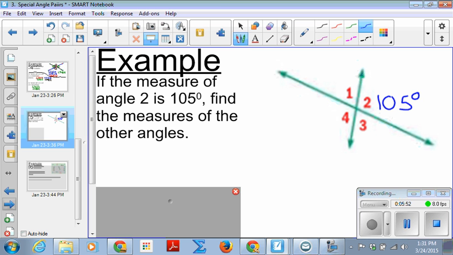Now, we should know that angle 2 and angle 4 are vertical. They are right across from each other. And from definition, vertical angles are congruent. So angle 4 is 105 degrees.